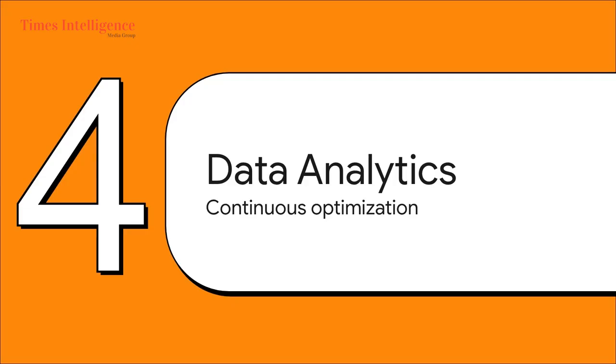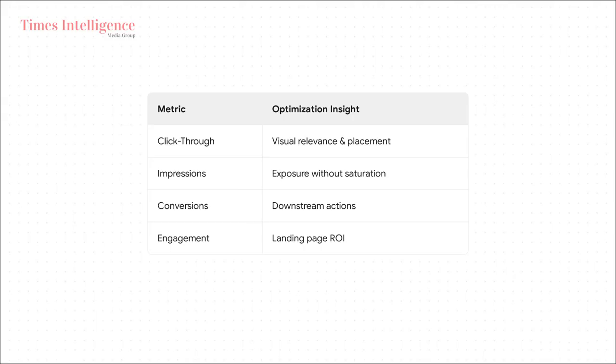Part 4. Optimizing with data analytics. Let's talk about continuous optimization. Think of these metrics as your executive dashboard. This is where we connect those abstract tech concepts straight to hard ROI.